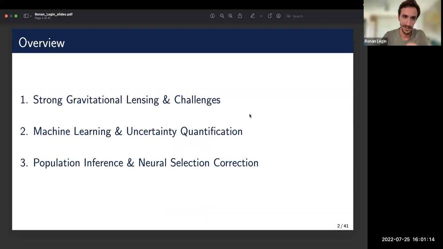So first, I'll quickly go over strong lensing and some of the challenges that come with the upcoming surveys. I'll talk about how machine learning can help resolve some of these challenges. And finally, I'll talk about a new project I'm working on, which involves population inference of strong gravitational lenses.